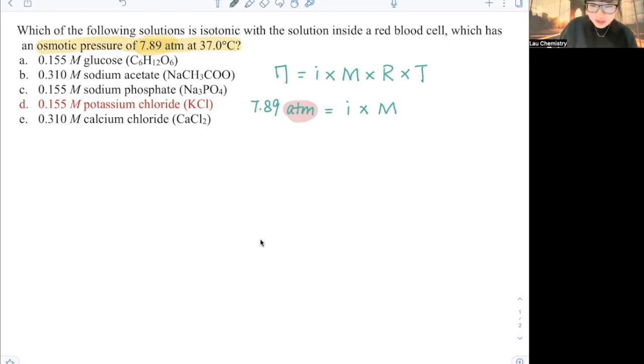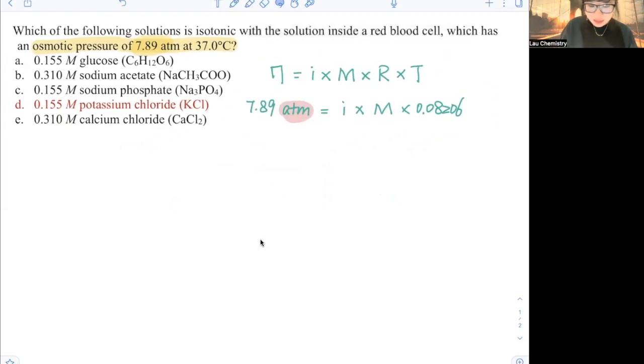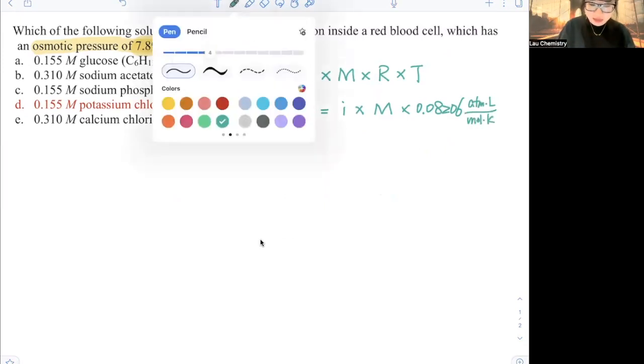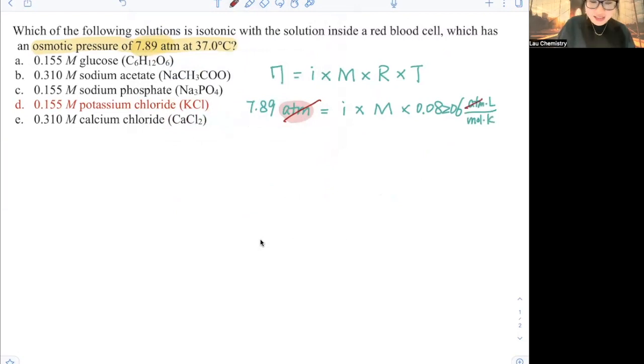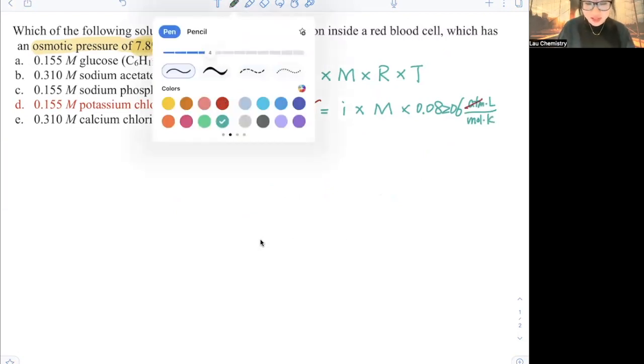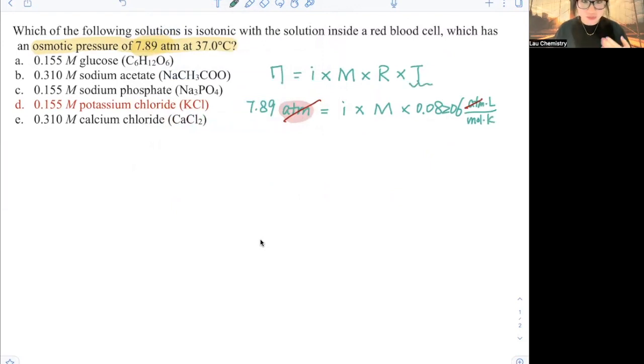Therefore, we should use the R value of 0.08206, which has units of atm times liter over mole times K. In this case, we can cancel the unit, which is convenient. Once we have this R value written out, we also realize the temperature should be in Kelvin. So we multiply by the temperature, which is 37 degrees C plus 273, converting degrees C to Kelvin. Therefore, that unit can be canceled out.